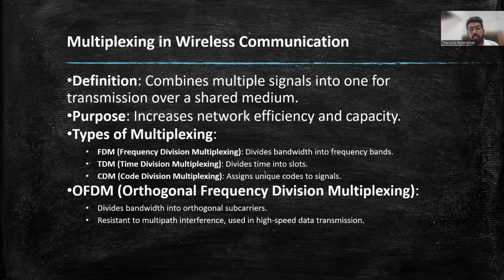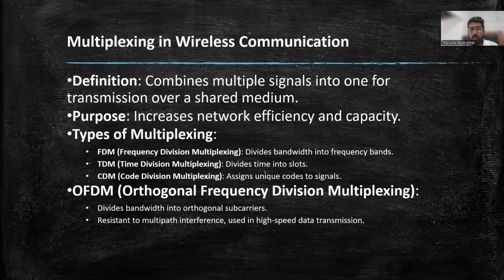Code division multiplexing, CDM. CDM assigns a unique code to each signal, allowing multiple signals to share the same frequency band simultaneously. This technique is used in cellular networks, where multiple users can communicate on the same frequency without interfering with each other.